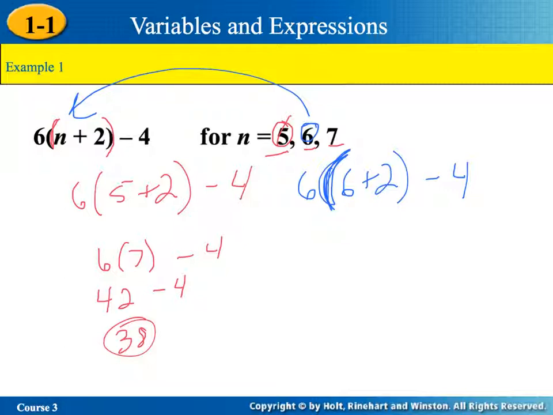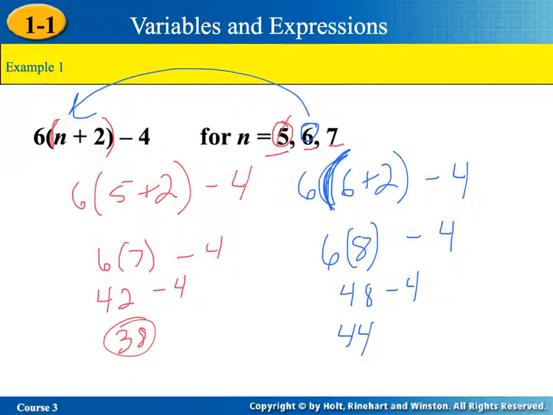All right? When I do the inside of the parentheses first, don't forget order of operations. I get 8 times 6. Still continue on. Now I take 6 times 8, which is 48, minus 4, and my overall answer is going to be 44.